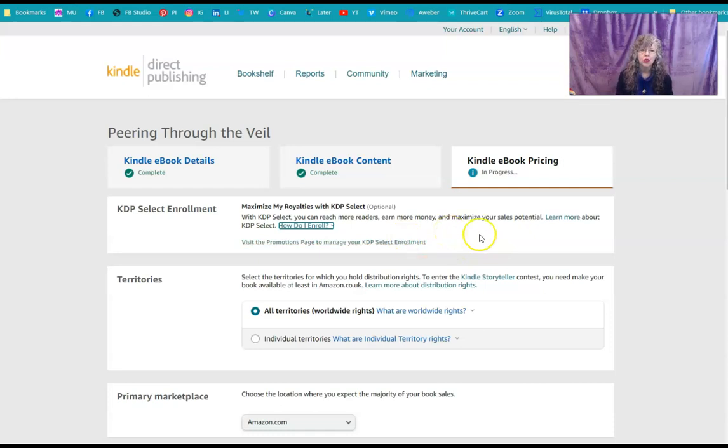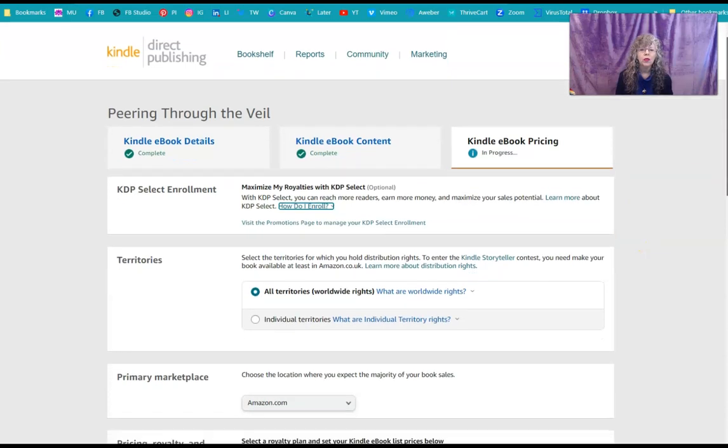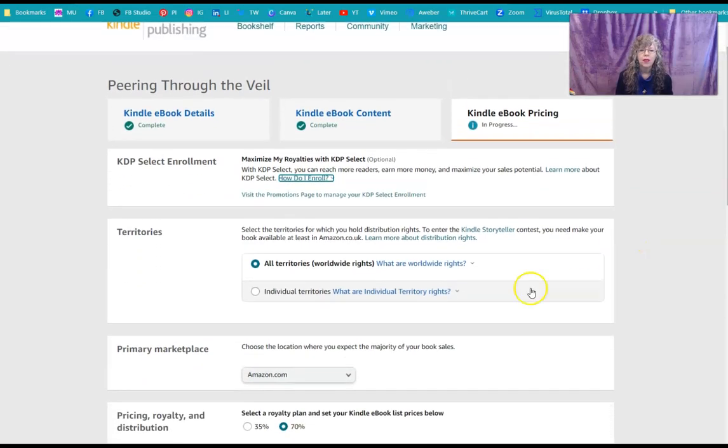All right. Territories. Now, do you only want this book to be available in the US, or only in Canada, or only in India, or only wherever, or do you want it worldwide? Most books that we do, we do the worldwide territory, and that means it can be sold all over the world. People can download it from all over the world. The pricing changes depending on what market that's in, but I'll show you that in a few minutes, okay?